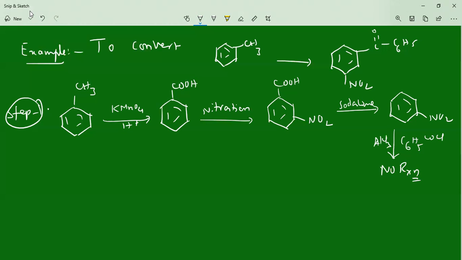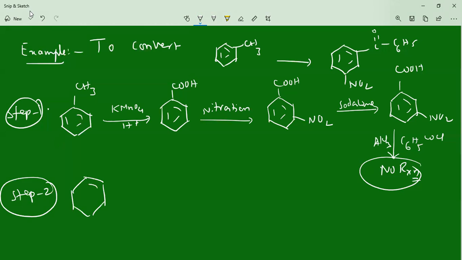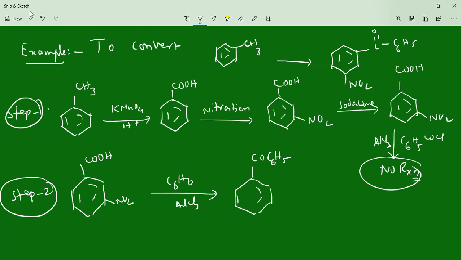In step 2, we are going to take benzene itself directly, which is treated with the compound obtained, that is COOH attached with NO2 at the meta position, in the presence of AlCl3. You are going to get the carbonyl derivative in place of carboxylic acid, that is COC6H5, with NO2 present at the meta position. So this is what we have obtained from this reaction.